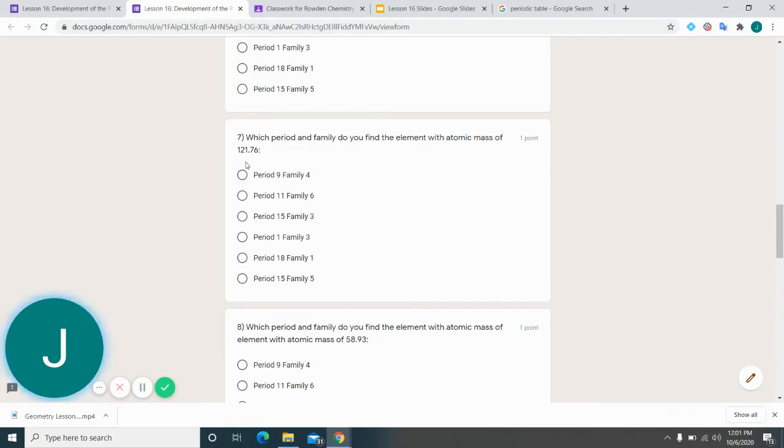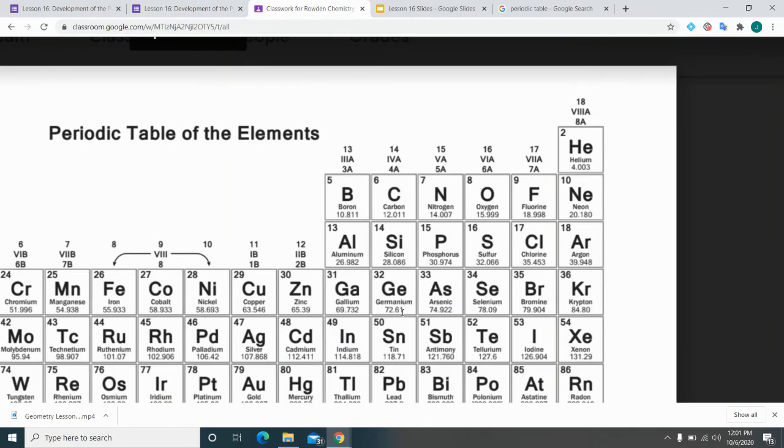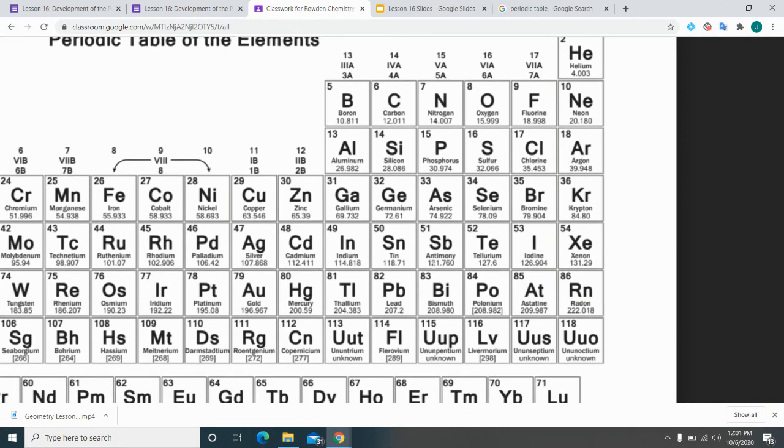Right here, atomic mass of 121.6. For that, you're going to look at the masses down on the bottom, and we'll go here, 121.6, right here, tellurium. Okay, and then you'll say it's in family 16, period 1, 2, 3, 4, 5. Family 16, period 5.